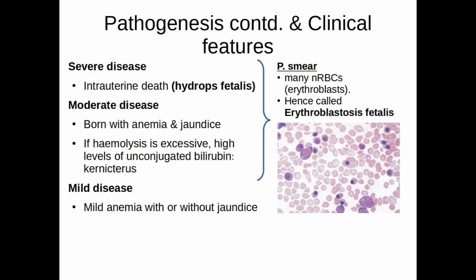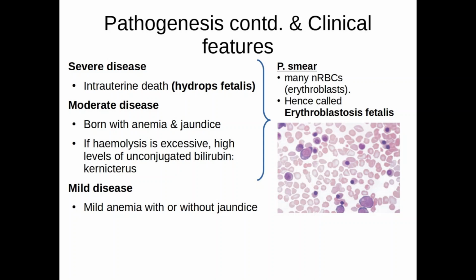Clinically, this hemolytic disease of newborn is categorized into three types based on the severity. The most severe form is called hydrops fetalis, wherein the fetus dies within the uterus of the mother, that is intrauterine death. The second one is the moderate disease, wherein the child is born but will have anemia and jaundice. However, if hemolysis is too much and the bilirubin levels are too high, this bilirubin can cross the blood-brain barrier and cause neurological damage in the child, which is what is called kernicterus.